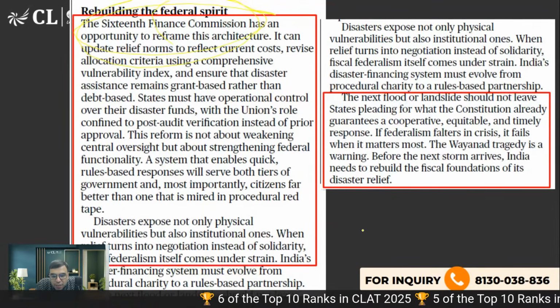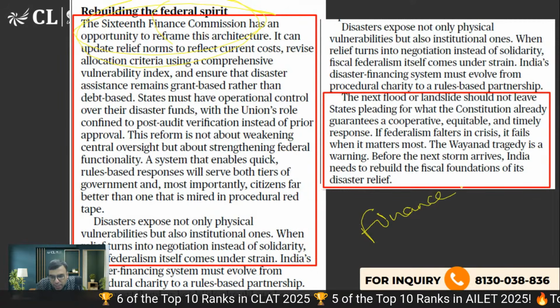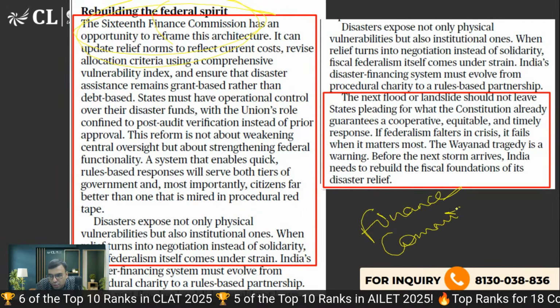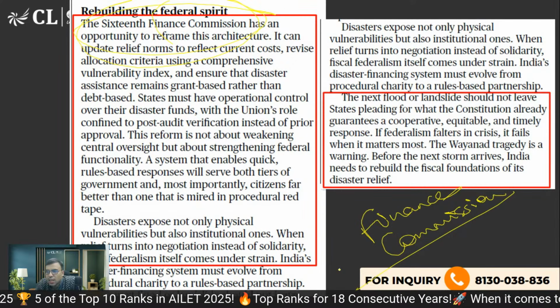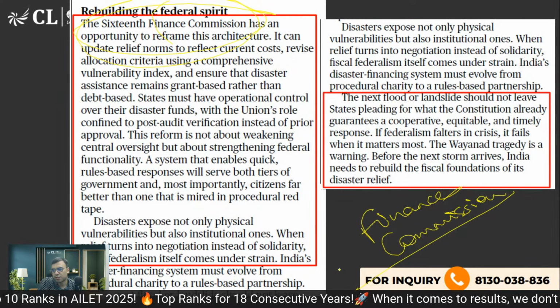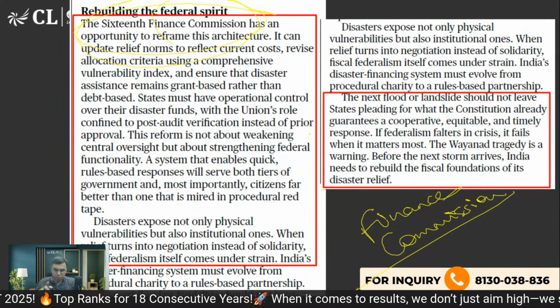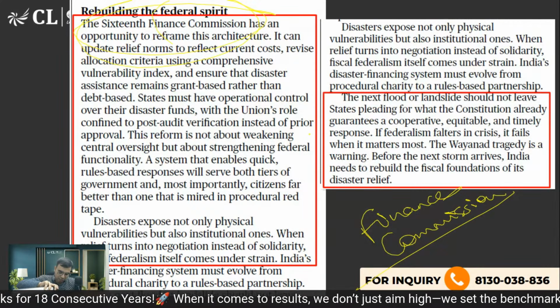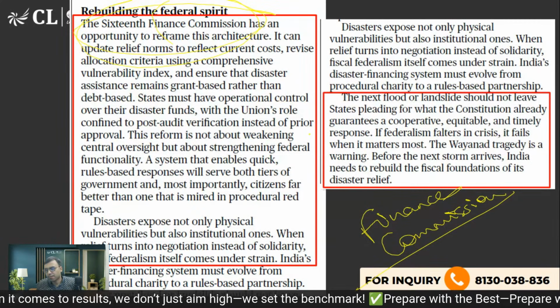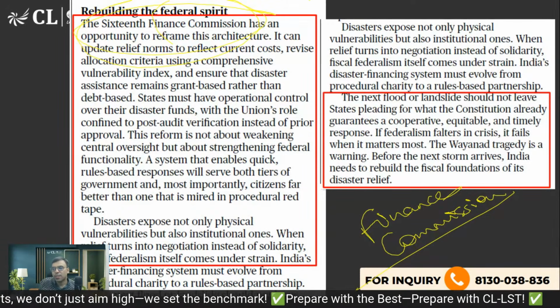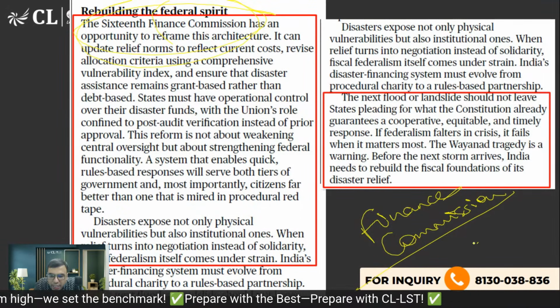What is the job of the Finance Commission? Can anyone tell me? It always comes in the news. And is it a constitutional body? Yes or no? कोई बता सकता है? Anyone? Finance Commission, actually, is a constitutional body under Article 280.